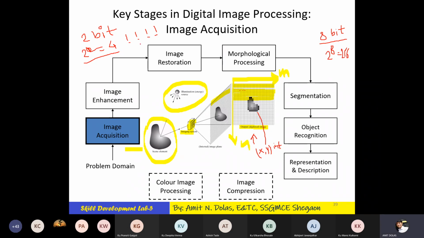So first will be 0, next intensity will be around 63, next intensity will be again near about 127, then next intensity level will be around 190, likewise there will be intensity levels. So different levels are there.